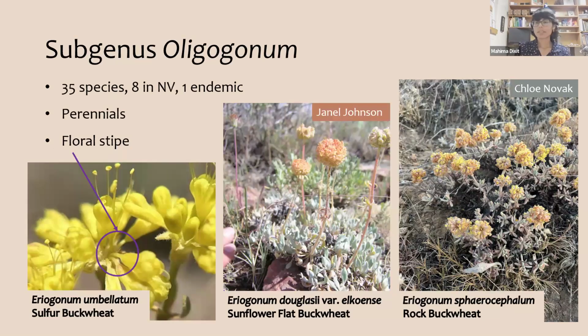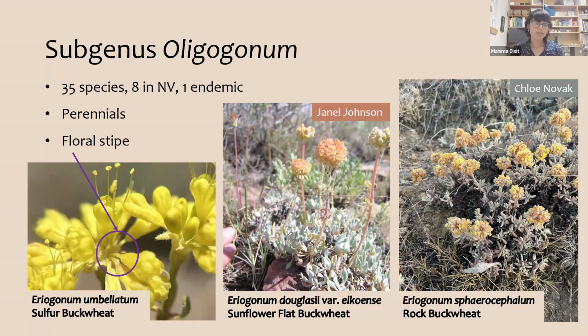So I wanted to start off with the subgenus Oligogonum. In this subgenus, there are 35 species in total. 8 of them can be found in Nevada, and 1 is actually endemic to the state. And they are perennials, so plants that live for more than 1 year.